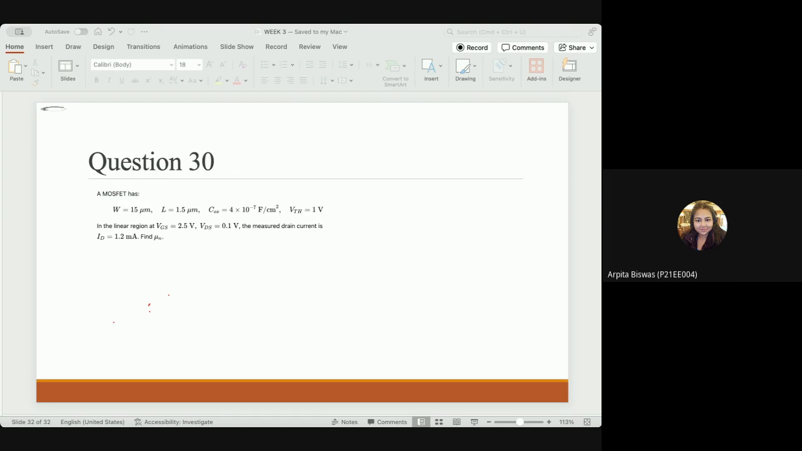On one side write the value of ID, which is 1.2 into 10 to the power minus 3. On the right side, mu n into 4 into 10 to the power minus 7 into 10 into 0.145. So the mu is equal to 1.2 into 10 to the power minus 3 by 5.8 into 10 to the power minus 7. The ultimate value is 2068 centimeter square per volt second. Is anyone getting this answer? The mu value is 2068. Yes, ma'am, 2068.9.